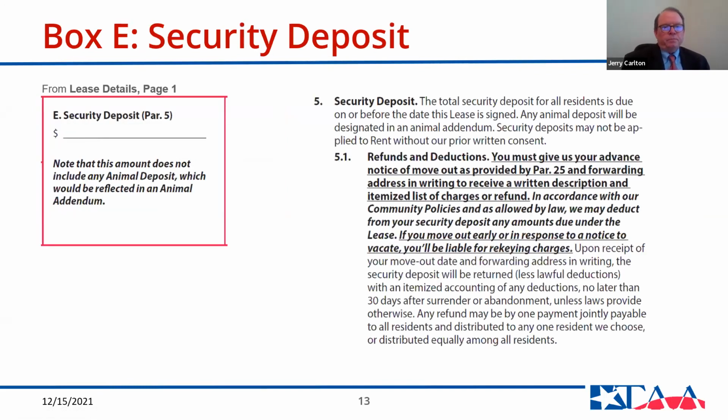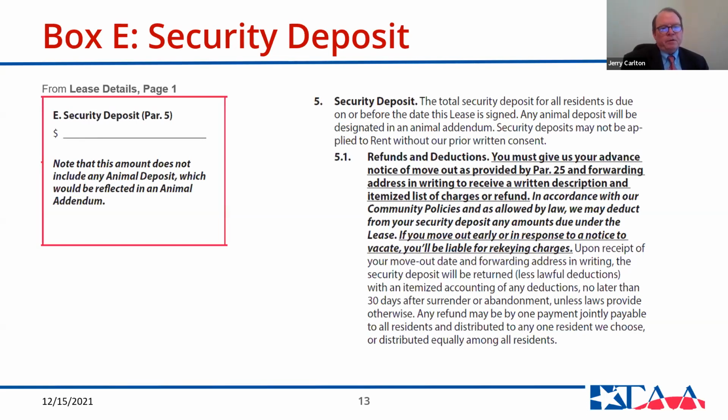Security deposit. So paragraph 5 that's to your right is the security deposit provision in the text of the lease. It's not on the first page. So as you're going through completing this lease on the first page, the security deposit references paragraph 5. So if you are wanting to describe that or discuss that with the resident, that makes it easy for you to know where to refer to it.